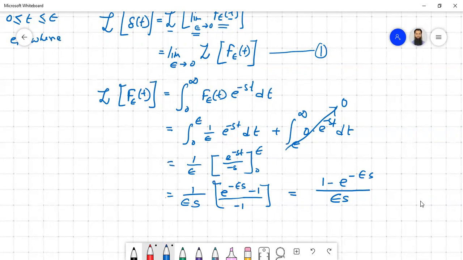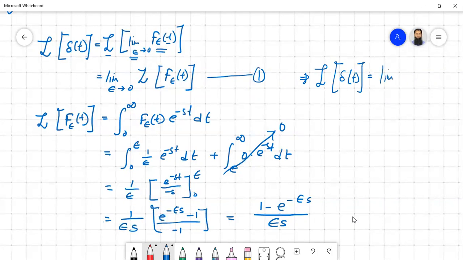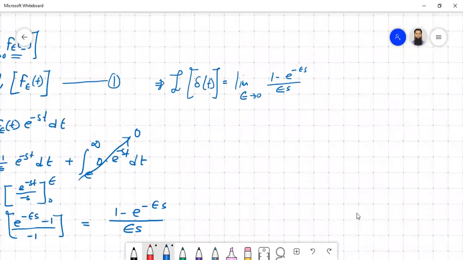Okay, so now this value we have to put into that equation. So what we are going to get here is the Laplace transformation of your unit impulse function becoming the limit epsilon tends to 0 of 1 minus e to the power minus epsilon s by epsilon s. Okay, so next what we have to do is expand e to the power minus epsilon s using the Taylor series.